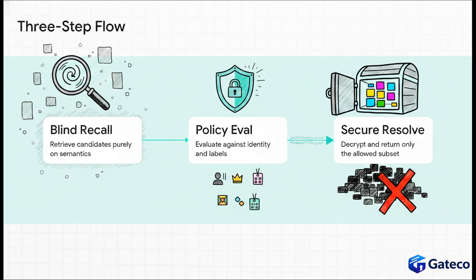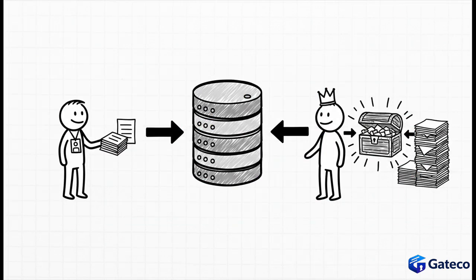And finally, step 3, secure resolution. The system decrypts and returns only the allowed subset of chunks back to the calling agent. That denied content, it's never exposed to the agent, not even as a reference. What you end up with is pure late binding authorization.